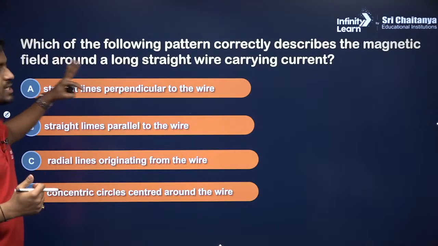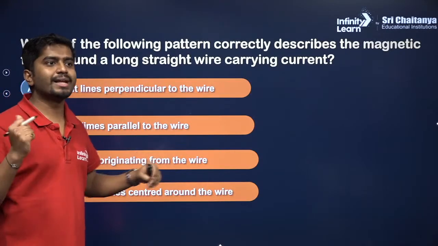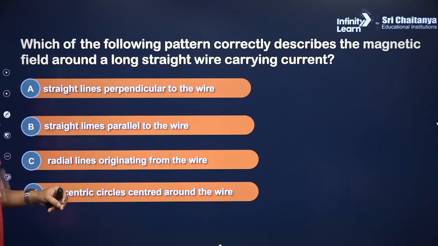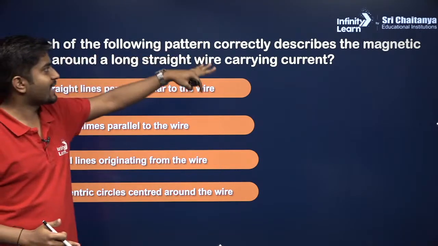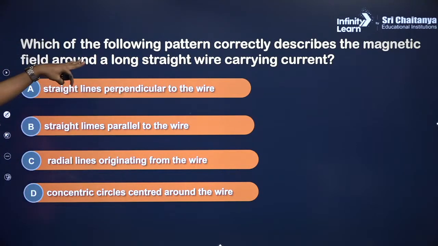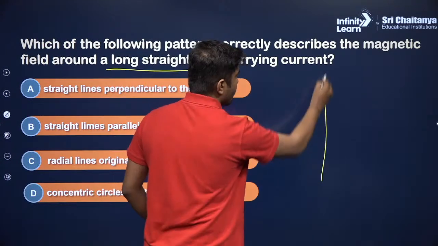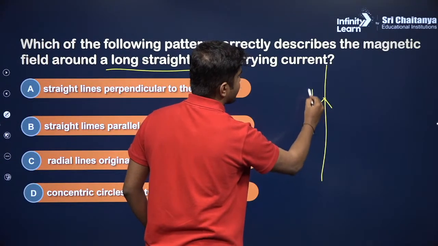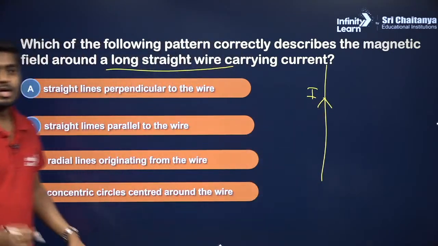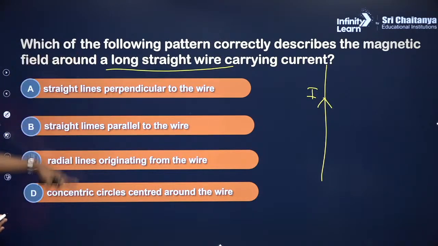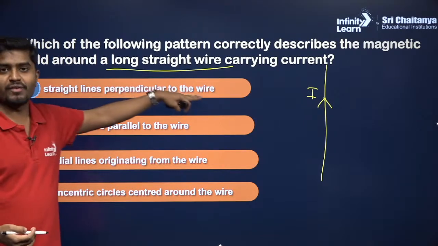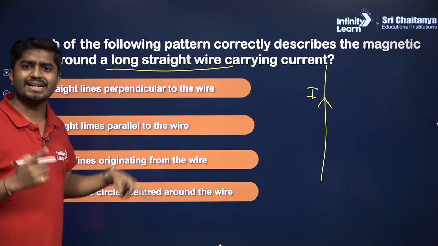Okay, the last question for today. Let's solve it quickly. Type your answers in the chat. I want to check which of the following patterns correctly describe the magnetic field around a long straight wire. So when you have the long straight wire carrying current, around it, which one is correct? The magnetic field is straight lines perpendicular to the wire. Are they going to be straight lines?